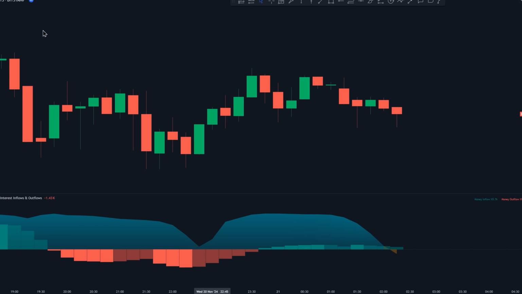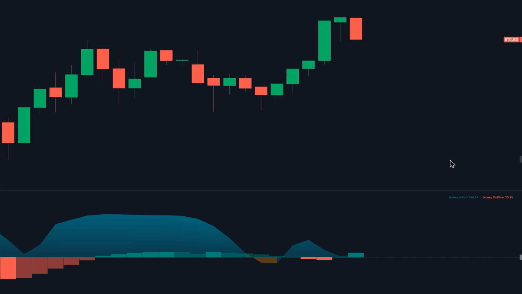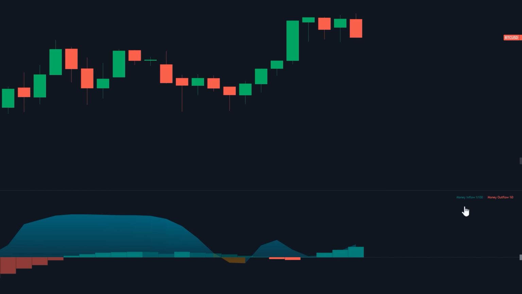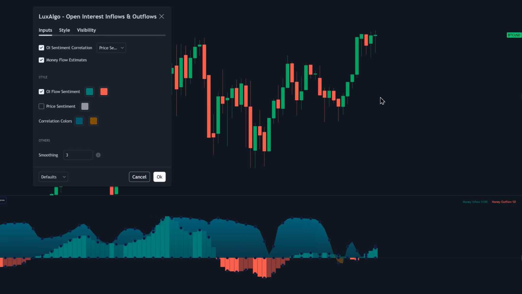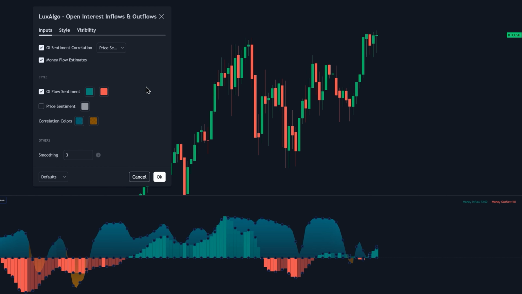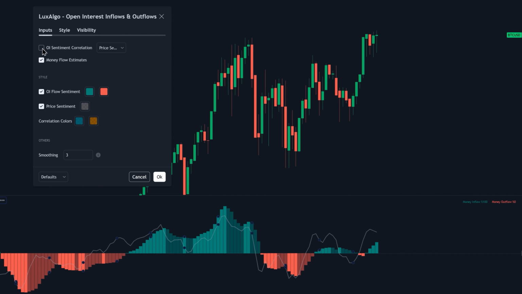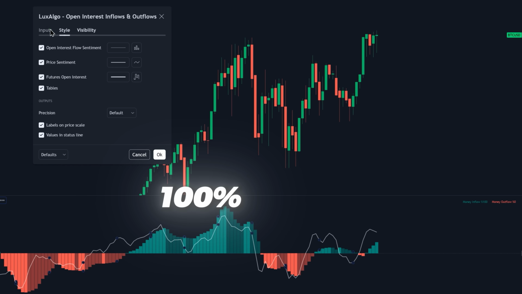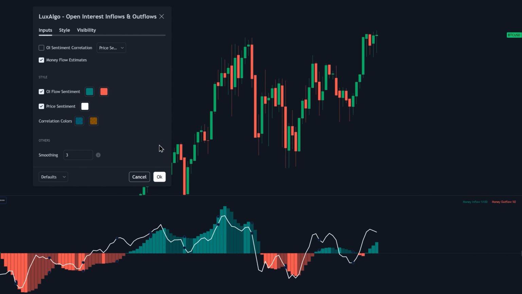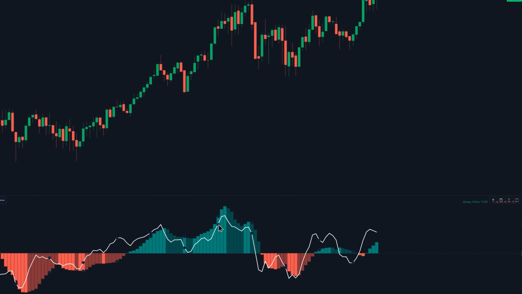So if you're using the 15-minute time frame, for example, as you can see, as I forward the chart, the numbers are going to change based on different candles. Now, this indicator's settings are pretty self-explanatory. I'm going to be using the default settings for the strategy I'm going to be showcasing in this video. The only change I'm going to make is disabling the open interest sentiment correlation and changing the price sentiment color to white and increasing its opacity to 100%. After that, click OK.